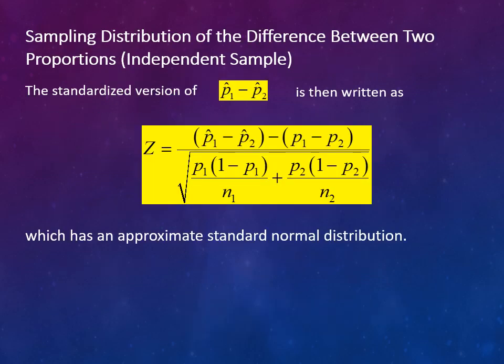If we do that and we have everything, then the standardized version of p hat 1 minus p hat 2 is written as z equals the quantity of p hat 1 minus p hat 2 minus the quantity of p1 minus p2, all over the square root of p1 times the quantity of 1 minus p1 over n1 plus p2 times the quantity of 1 minus p2 over n2. And this has an approximate standard normal distribution.